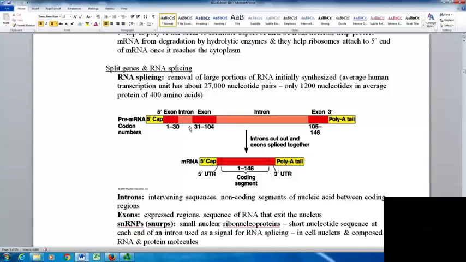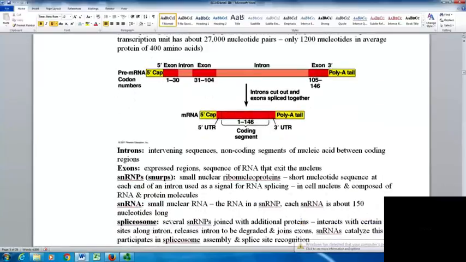The exons are the expressed regions. They're the ones that you're going to splice together. So here you've taken these 3 sections and connected them together to make your actual coding segment. SNRPs, or small nuclear ribonuclear proteins, are short nucleotide sequences at the ends of each intron. They're used as a signal for RNA splicing. So these introns, in a lot of cases, have their own message to splice them out.